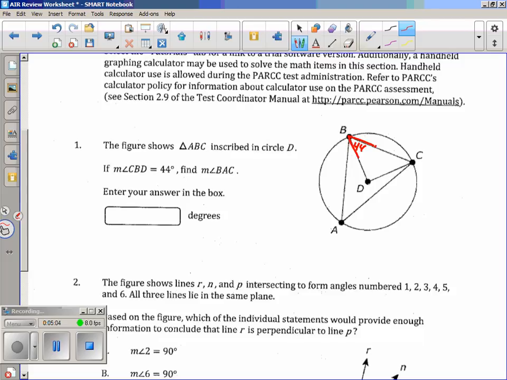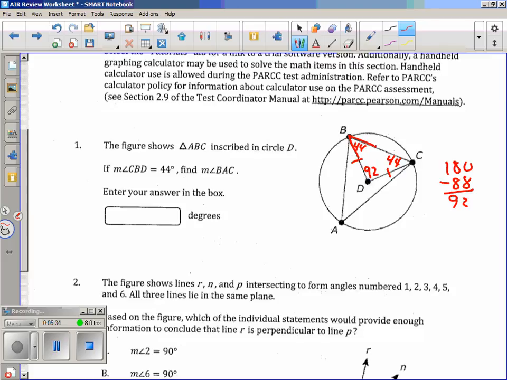Now because this is a circle and point D is the center, these two are both radius, so they are exactly the same. So that triangle CBD is isosceles, which means that this angle here is also 44. In doing arithmetic, 180 is the total for the triangle. Take away the 88 we already have. That makes this angle 92.